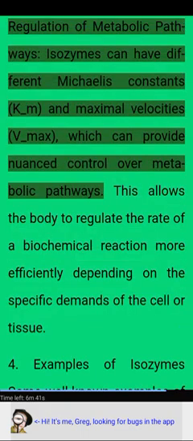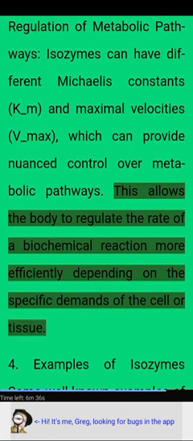Regulation of metabolic pathways. Isozymes can have different Michaelis constants K_m and maximum velocities V_max, which can provide nuanced control over metabolic pathways. This allows the body to regulate the rate of a biochemical reaction more efficiently depending on the specific demands of the cell or tissue.